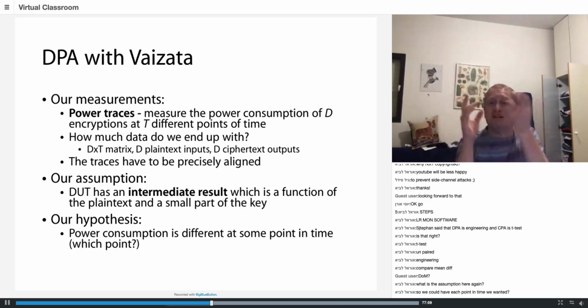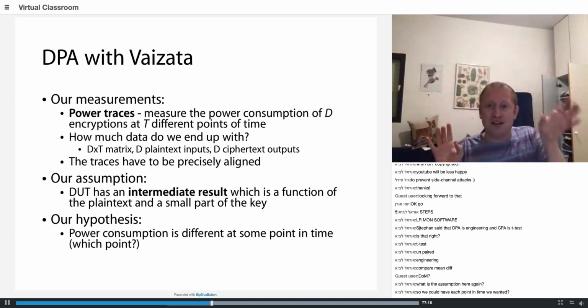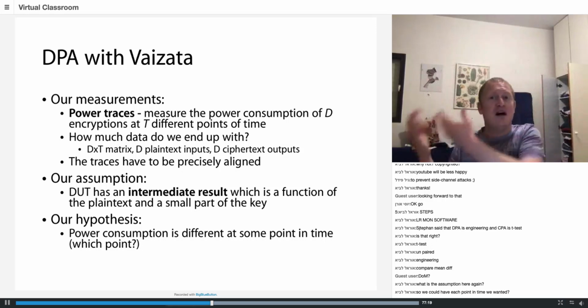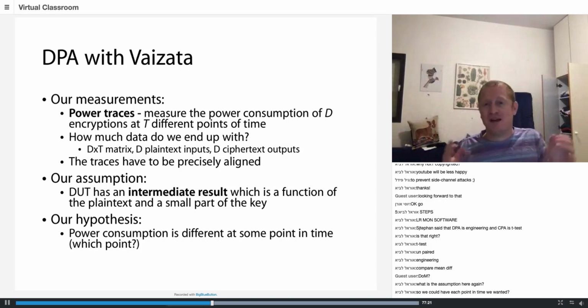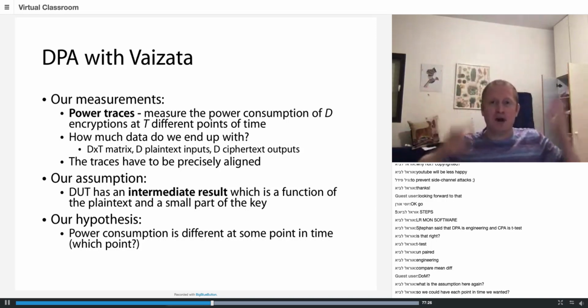And this assumption will allow us to split our traces into two sets. In one set, there's going to be less power consumption, and in one set, there's going to be higher power consumption. And then we do distance of means, and we find out that there's a nice difference. We found the key. Great.